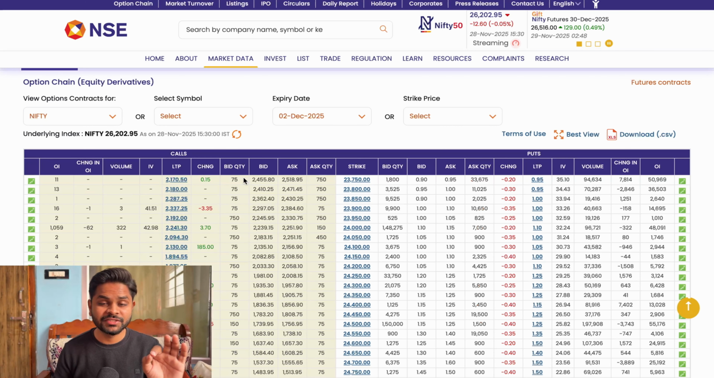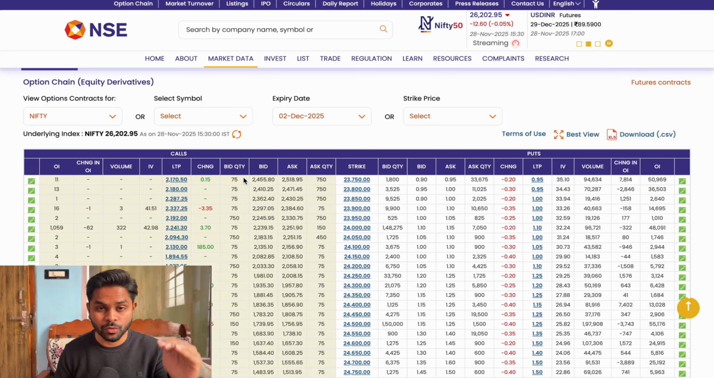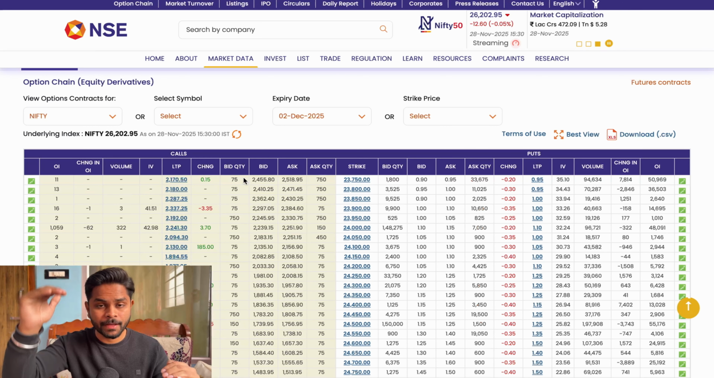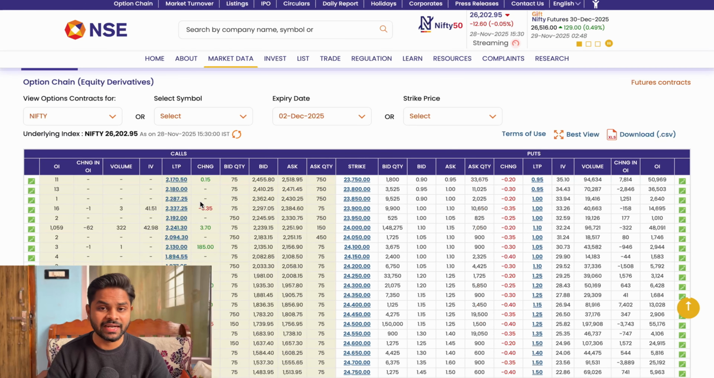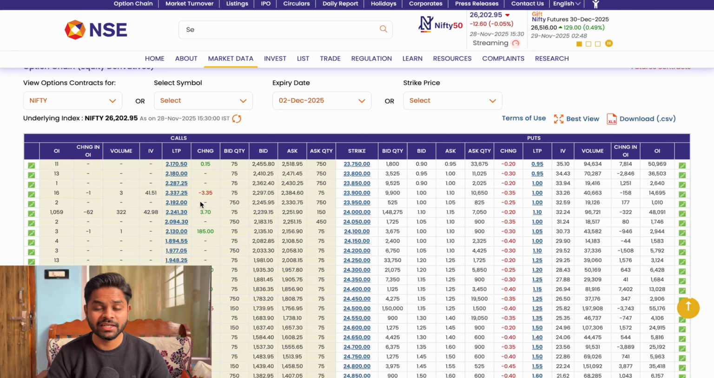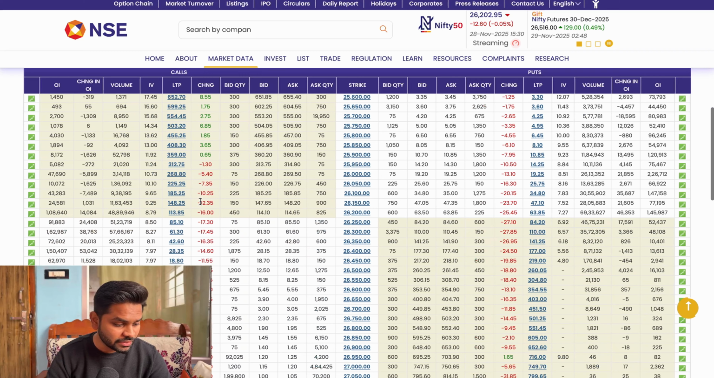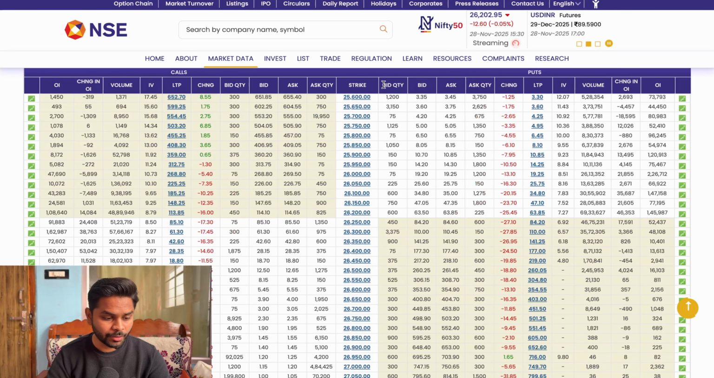So same thing, I'll say it again. When an option seller sells a call option, he is expecting the market to go down. When he sells a put option, he is expecting the market to go up. So right hand side is call data, left hand side is put data. Now these all are the strike prices, right? In between, this is the strike price.